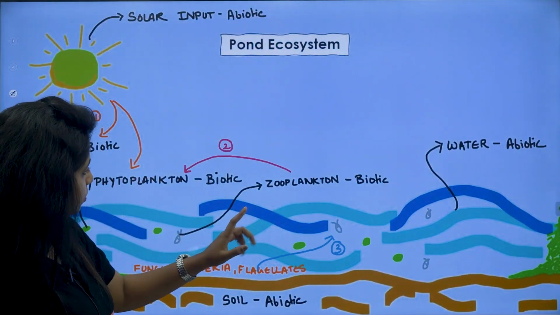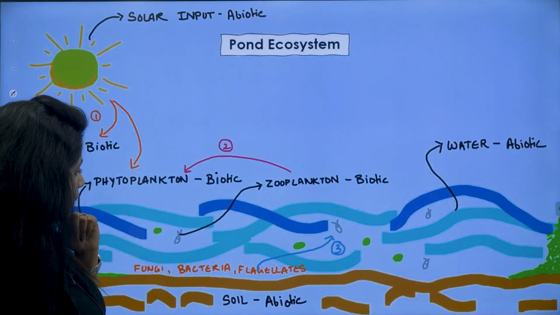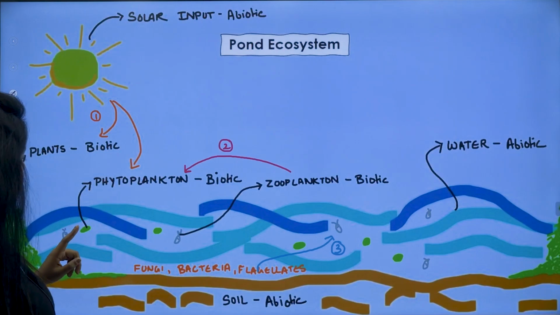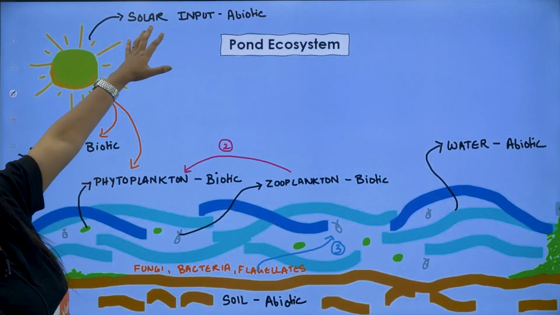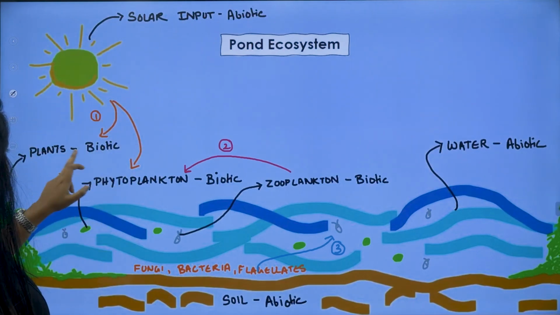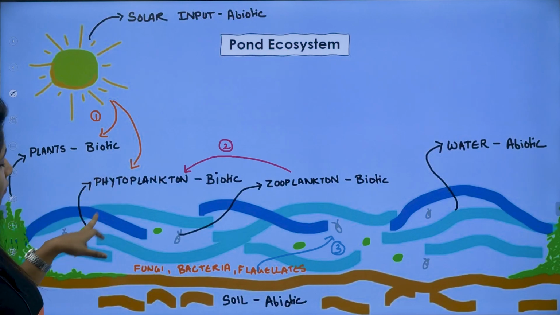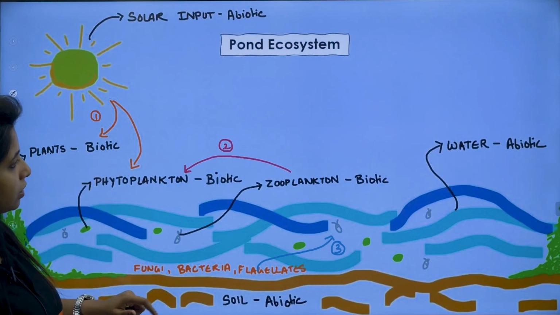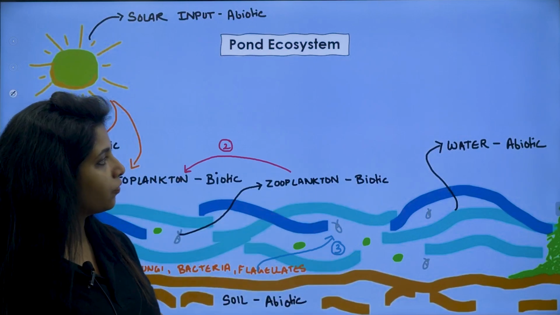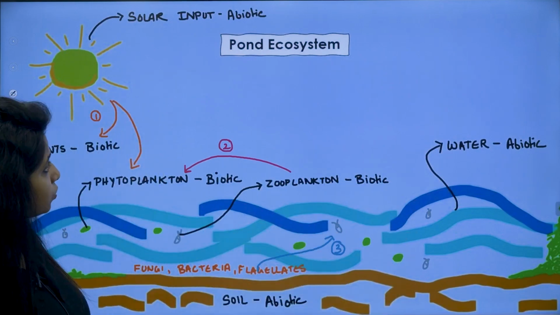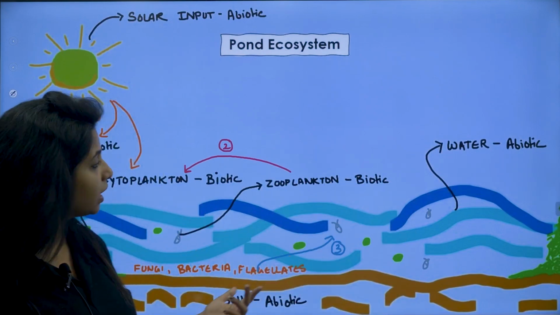Now this is the pond ecosystem. I made it over here. So what is there? Let's see. Biotic and abiotic things are also being mentioned over here. Solar sun is an abiotic factor. Plants and phytoplankton, both of them are biotic factors. Zooplankton is also a biotic factor. Water is an abiotic factor. So this is a pond ecosystem which has both biotic and abiotic factors.